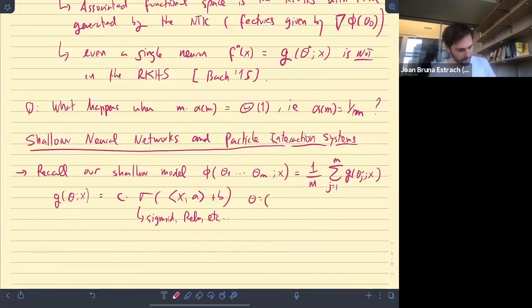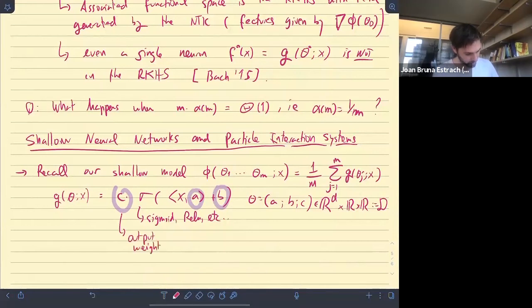And so we collect the parameters a, b, and c. These parameters are in R, R^d, and R. Let me call this parameter space D. So capital D is the parameter space where the neurons evolve. We have three sets of parameters: this is the output weight, this is the input weight, and this is what's called the bias. All these things are collected into a single parameter theta, which is a vector of dimension d plus 2.